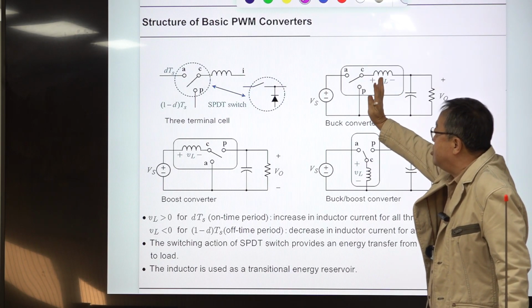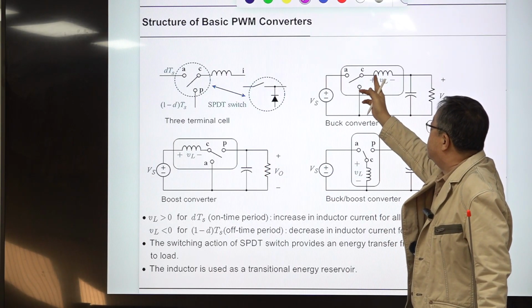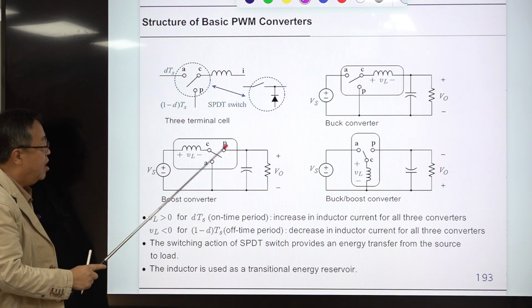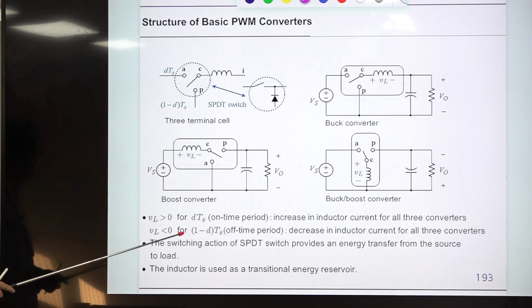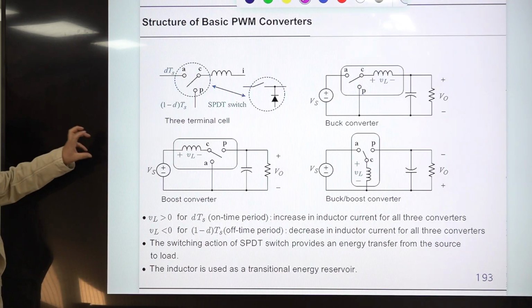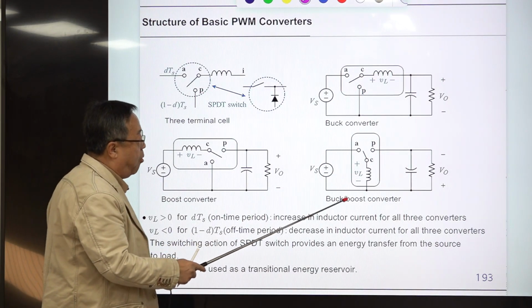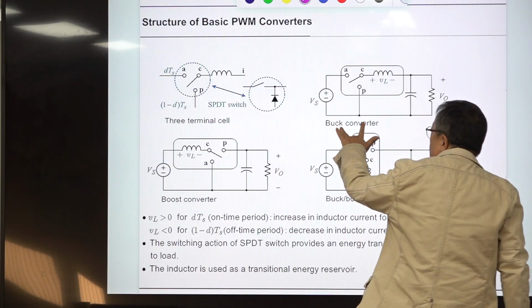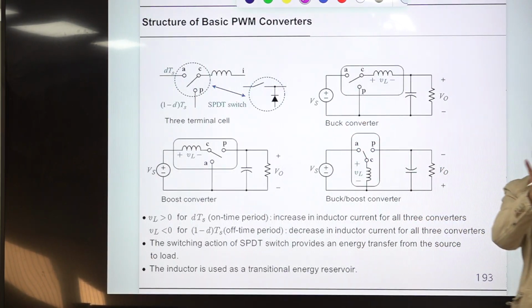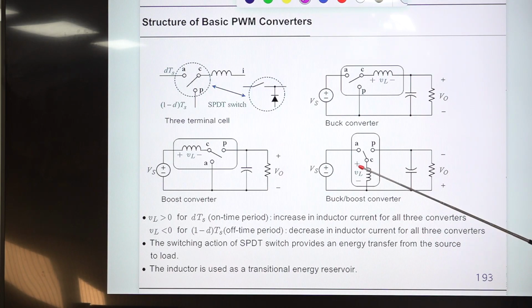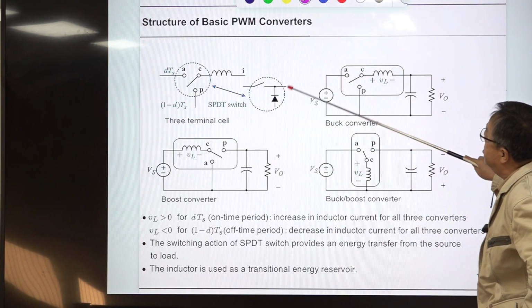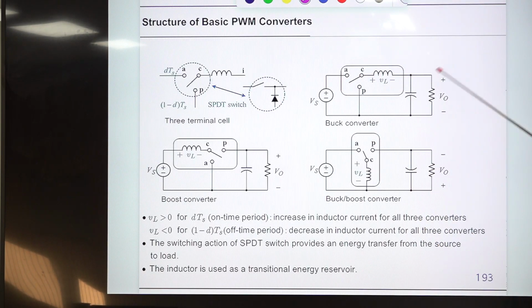If you rotate this 120 degrees, then this C terminal comes here, A terminal comes here, and the P terminal is here, and this becomes the boost converter. If you rotate once more by 120 degrees, it becomes the buck-boost converter. If you rotate once more, you come back to this buck converter. So there are only three basic converters configured using this structure called the three-terminal cell, and this source and this load. This capacitor can be considered as a part of a load.